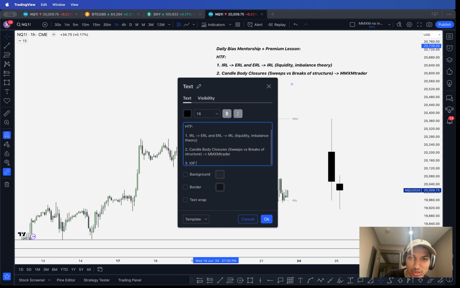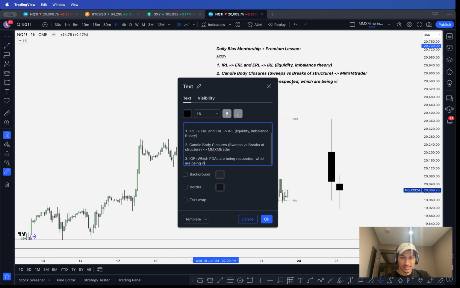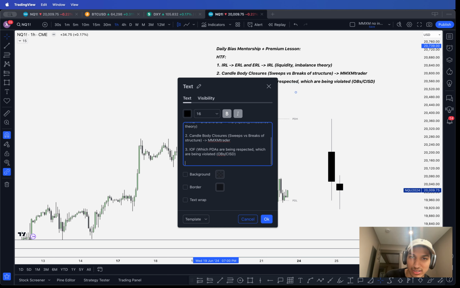Okay, we're also going to look at the idea of institutional order flow. There was a small lesson we did on that, but essentially the idea of institutional order flow looks at which PD arrays are being respected and which are being violated. And remember, this has to do with order blocks and chain of state deliveries, right? So we're going to be looking at that as well. That's going to be on our higher time frame.